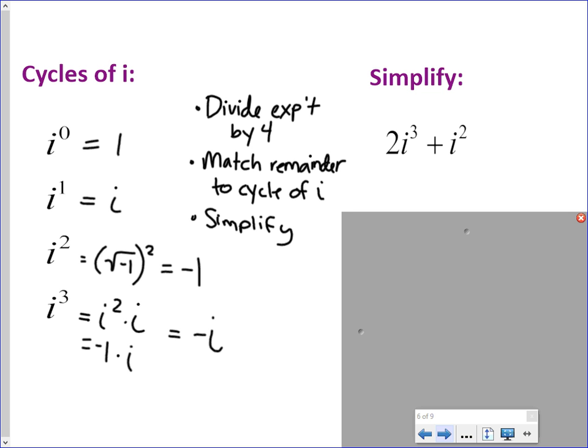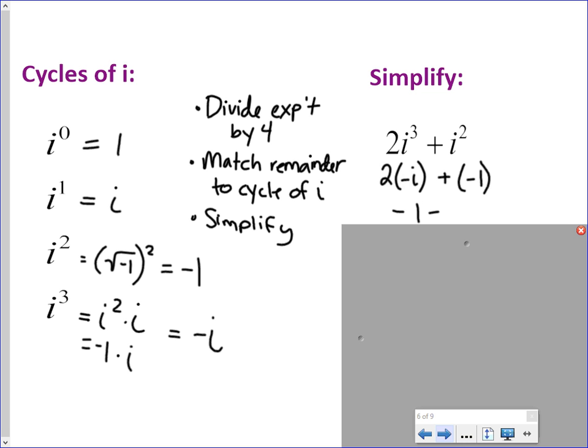Based on our cycles, i cubed is really equal to negative i, so I can do a substitution. That's 2 times negative i. And i squared is really equal to negative 1, so that's plus negative 1. And that's negative 2i minus 1, but I want it to be in standard form, so I've got to put the real part plus the imaginary part. So I'm just going to switch those around, and that's going to be negative 1 minus 2i. So always write them in the standard form. Real part, imaginary part.